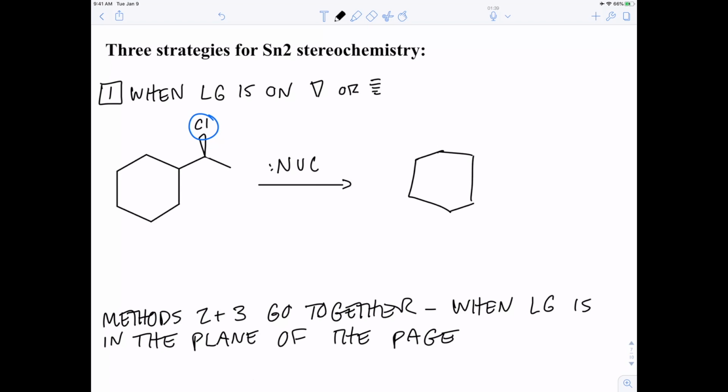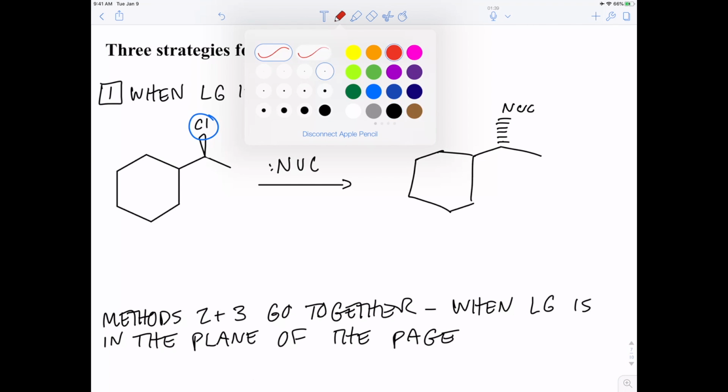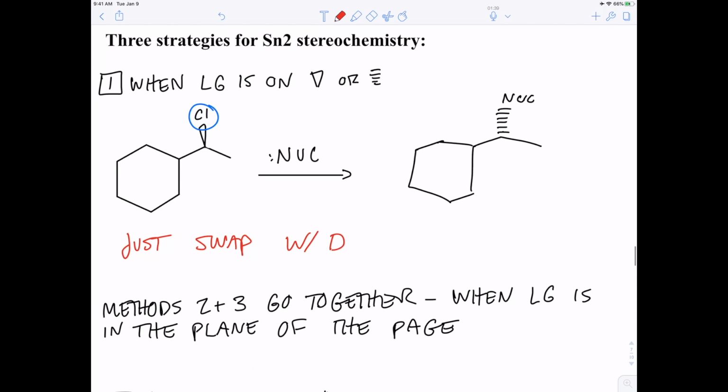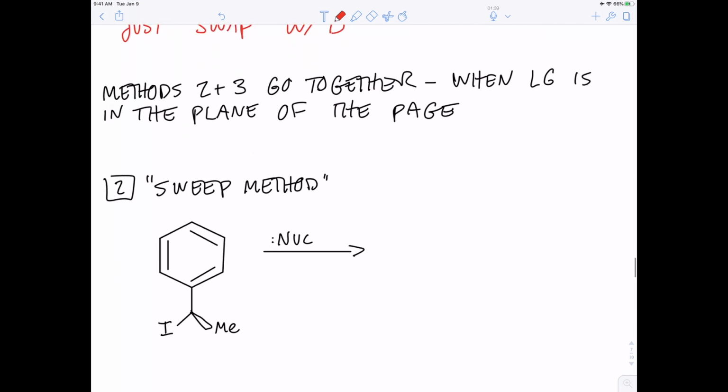So to draw that out, we had a wedge here at this carbon, but now we want to swap that for a dash, and then we just have some generic nucleophile here. Again, on your own, practice drawing these arrows so that you get a feel for the mechanism even more. So just swap wedge dash. I like to abbreviate wedge dash with WD. So that's the easy case.